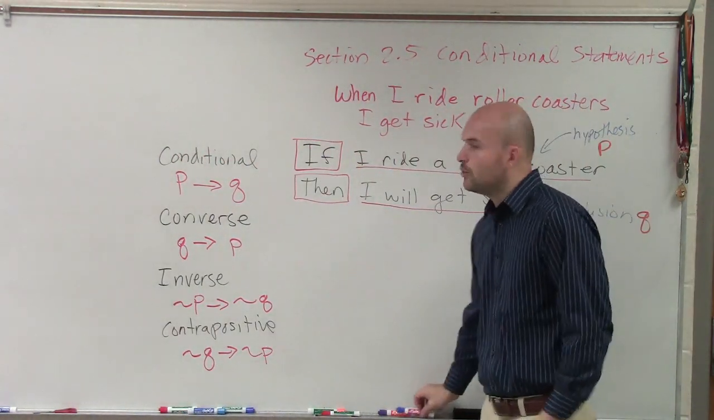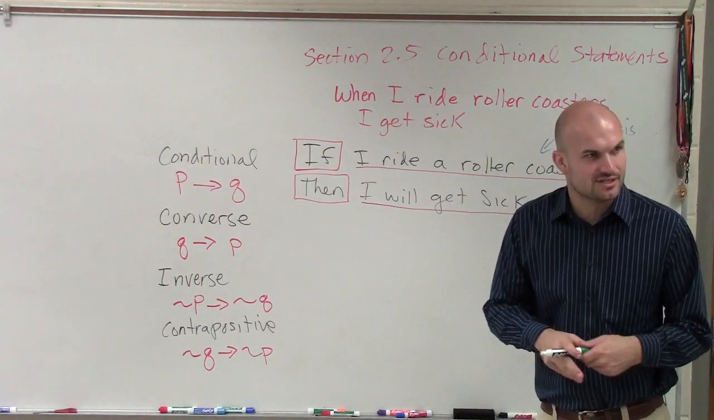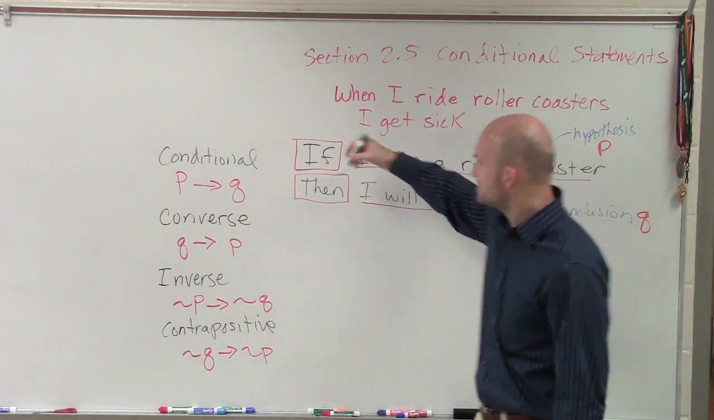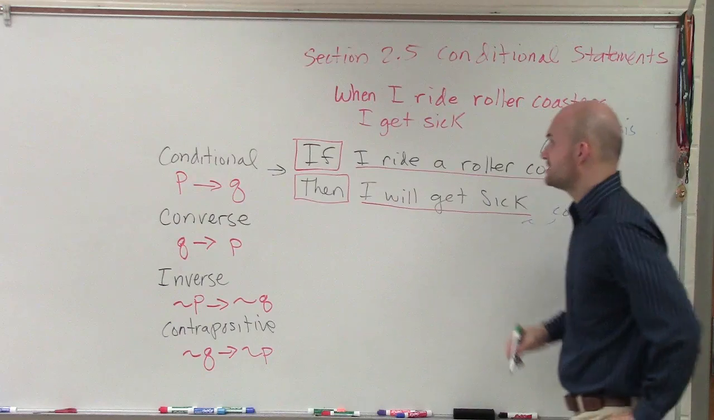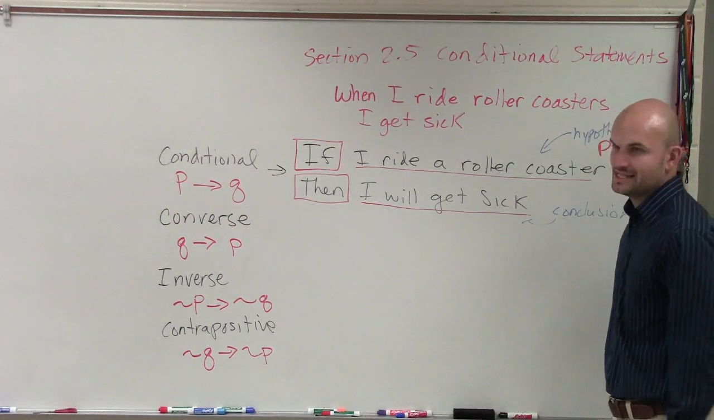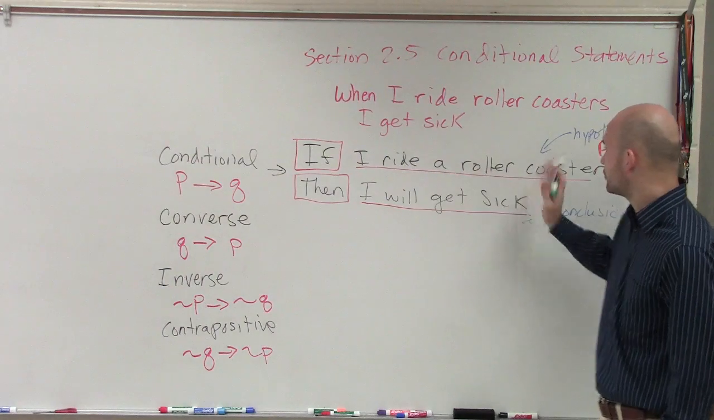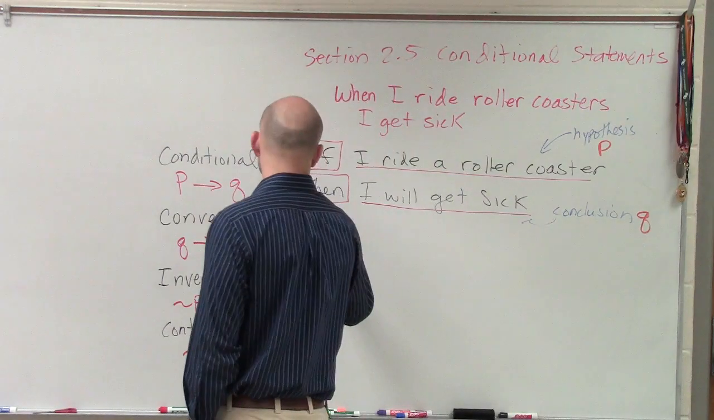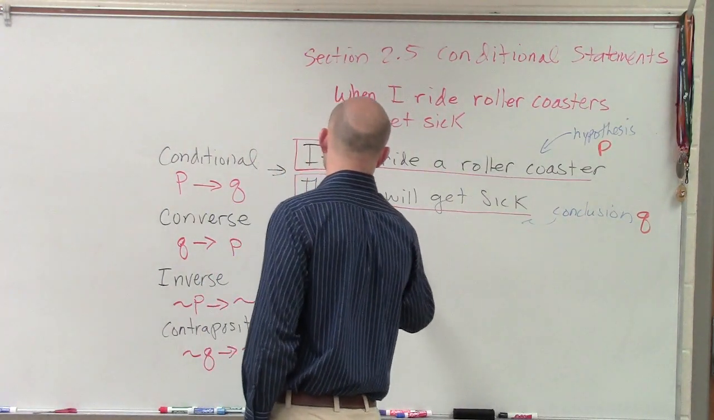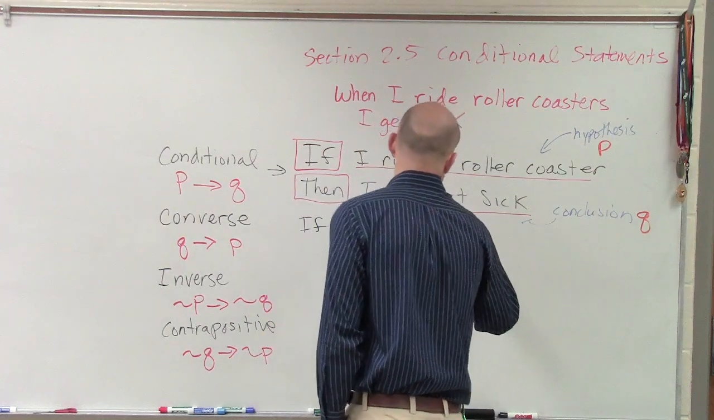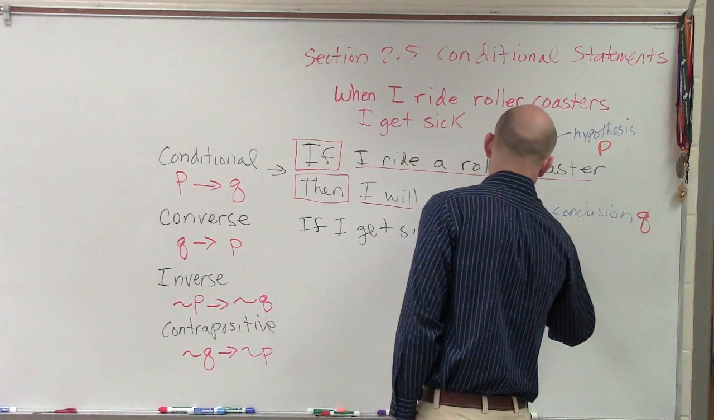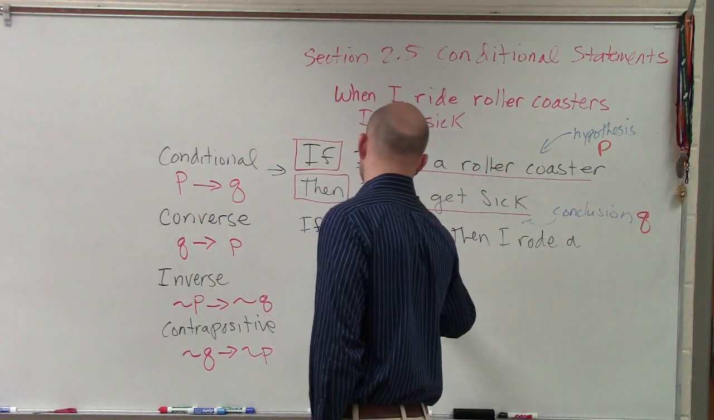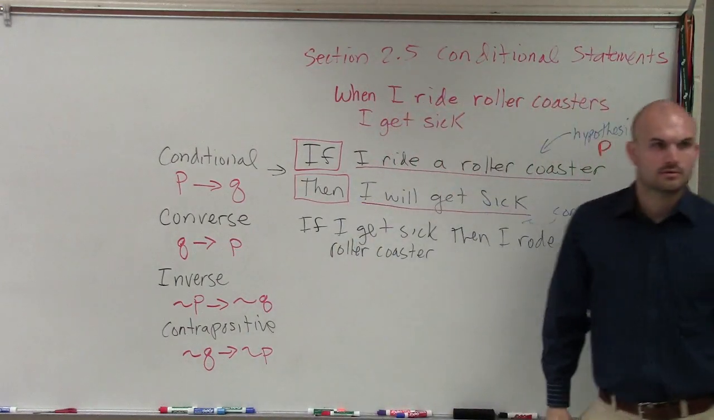All right? So we already gave examples of the two negations, right? So let's go and take a look at what are some examples of the converse. So if my conditional statement is right here, and my conditional statement says, if I ride a roller coaster, then I will get sick. Where P is I ride a roller coaster, and Q is I will get sick. So therefore, the converse is going to be, if I get sick, then I rode a roller coaster.